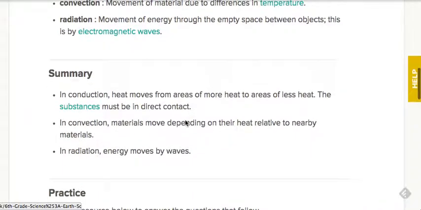So, overall, conduction: heat moves from areas of more heat to areas of less heat. The substances must be in direct contact with each other. In convection, materials move depending upon their heat relative to nearby materials. And in radiation, energy moves by waves through empty space.